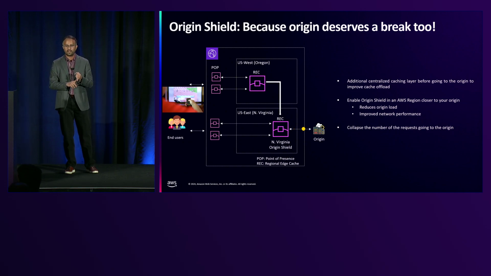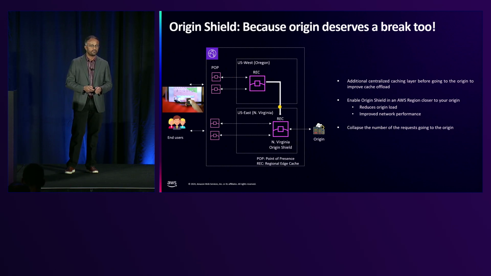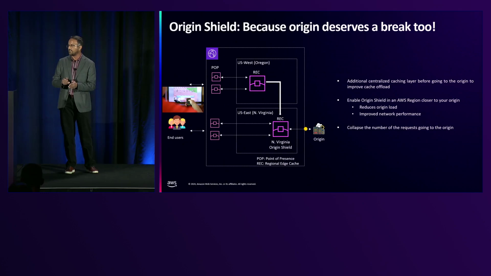This helps with better cache offload and reduces the number of requests that hit the origin. Now, since there are fewer requests hitting the origin, I need fewer connections. And since there's a persistent connection set up between the origin shield and the origin, the keep-alives already exist. So I don't need to continue to create more connections, and that helps with the throughput.